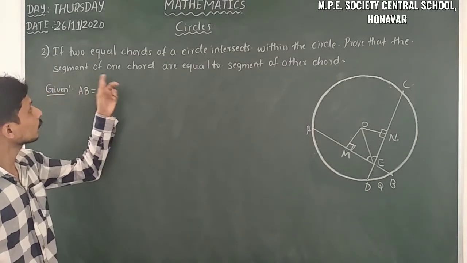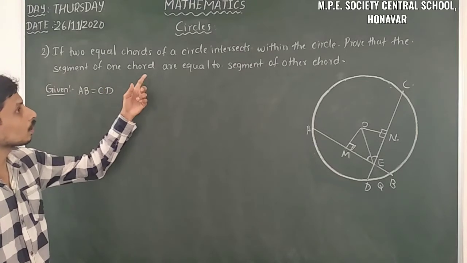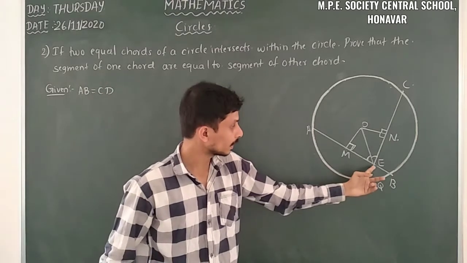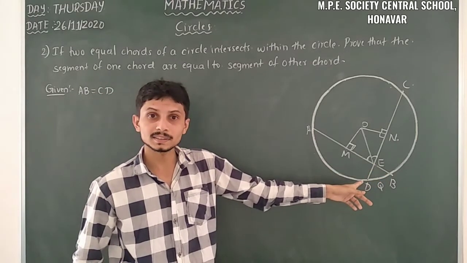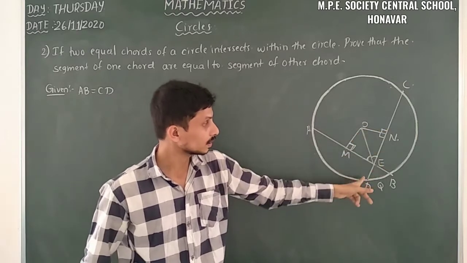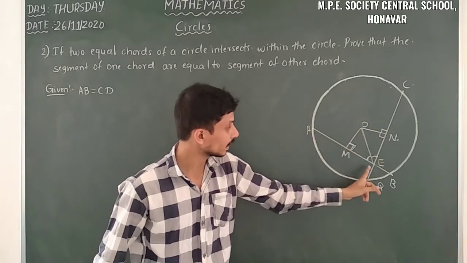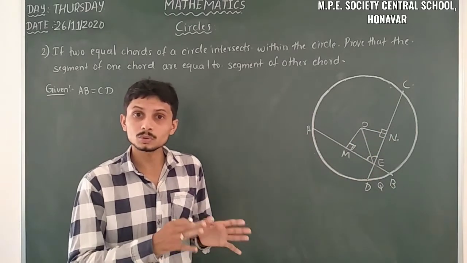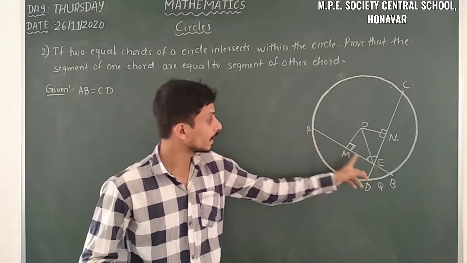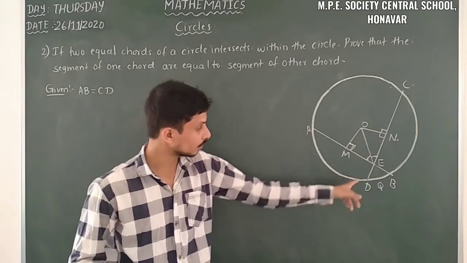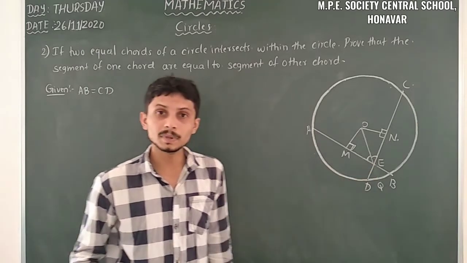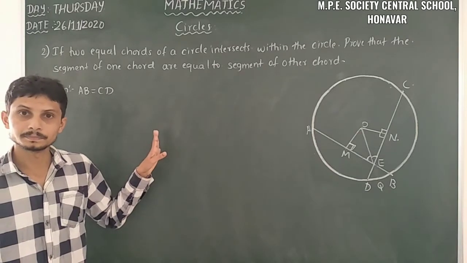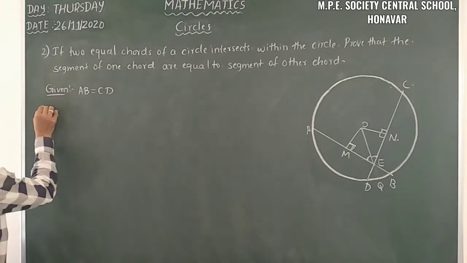Then we have to prove that the segments of one chord are equal to the segments of the other chord. At the point of intersection, we have AE, EC, ED and EB. We have to prove that AE is equal to EC, and ED is equal to EB. What is the given? AB is equal to CD. Yes, so let us take that one. What do we have to prove here?